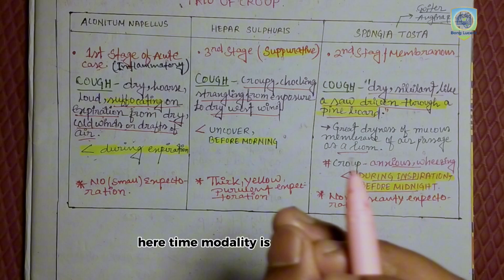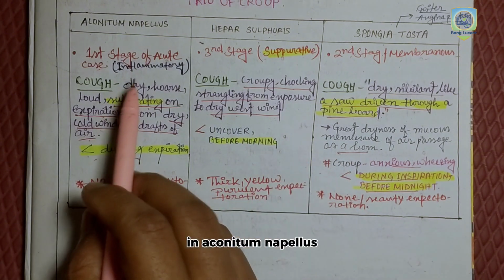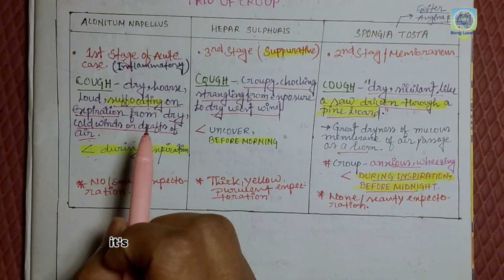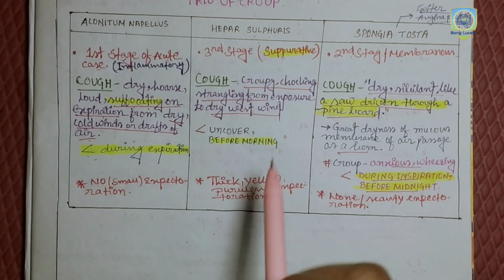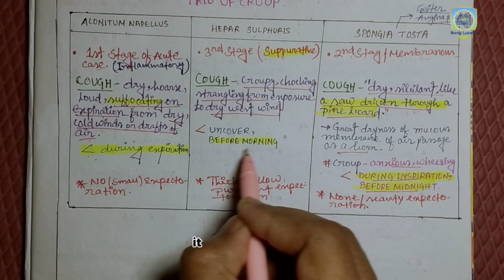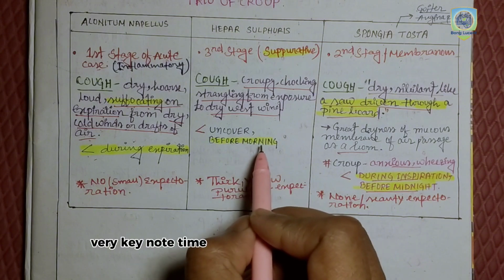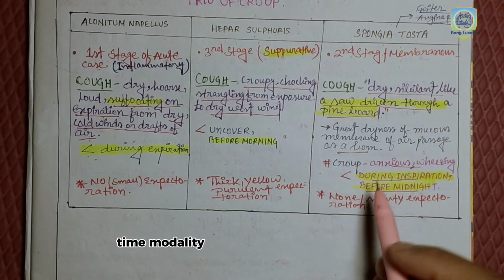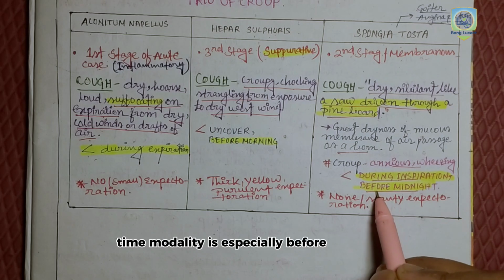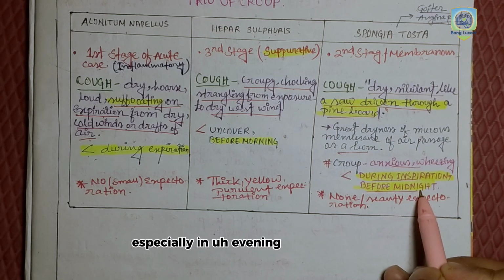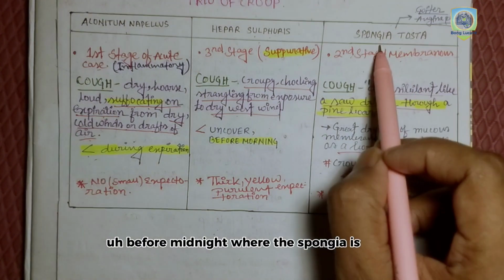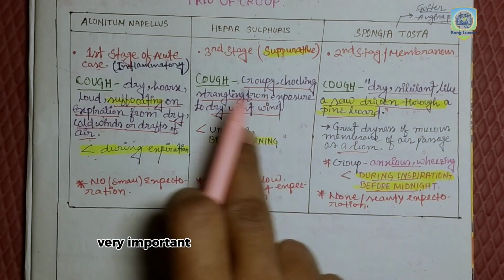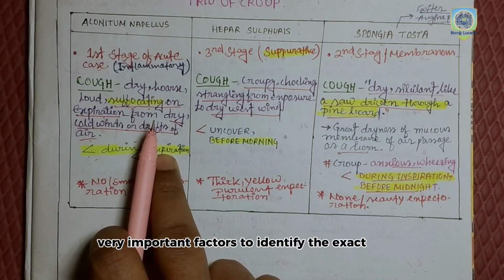Here time modality is very important. In Aconitum napellus, there is no particular time modality; it comes suddenly and violently, wild. In Hepar sulph, the time modality is before morning. It is a very important keynote to identify the group. In Spongia, the time modality is especially before midnight, in the evening or night. These time modalities are very important factors to identify the exact group remedy.